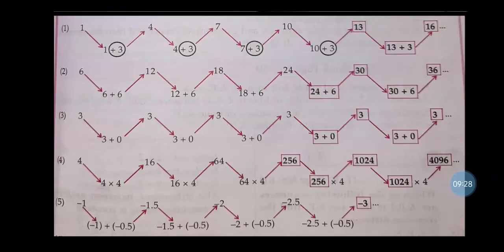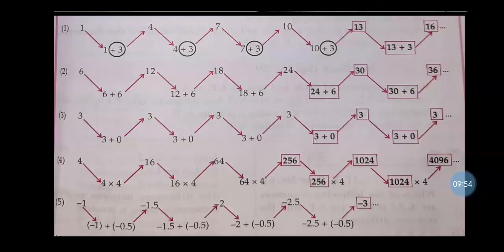Let's see the first one. When you see the first sequence, you can see 1, 4, 7, 10. It is increasing by 3. So 1 plus 3, 4, 4 plus 3, 7, 7 plus 3, 10, 10 plus 3, 13, 13 plus 3, 16 and so on.